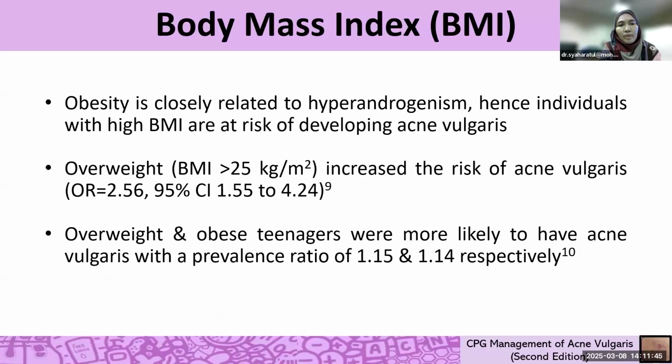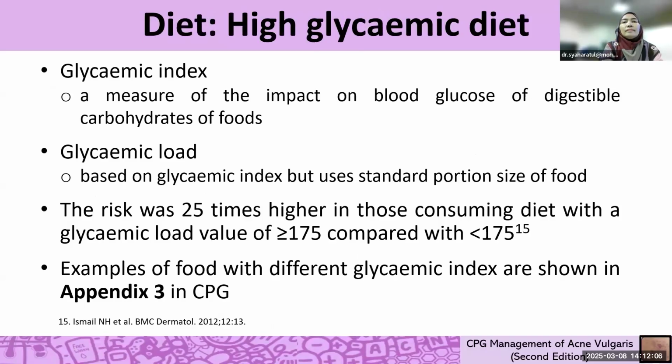About the BMI. Obesity, as you all know, is closely related to hyperandrogenism. Hence, individuals with high BMI are at risk of developing acne vulgaris. Overweight and obese teenagers were more likely to have acne vulgaris. Diet. Those who consume a diet with glycemic load of 175 and above were 25 times more likely to get acne.